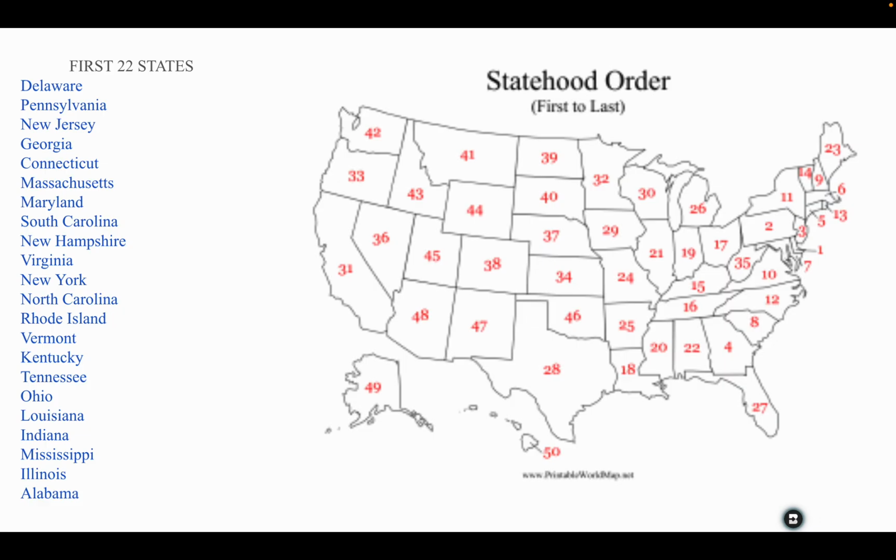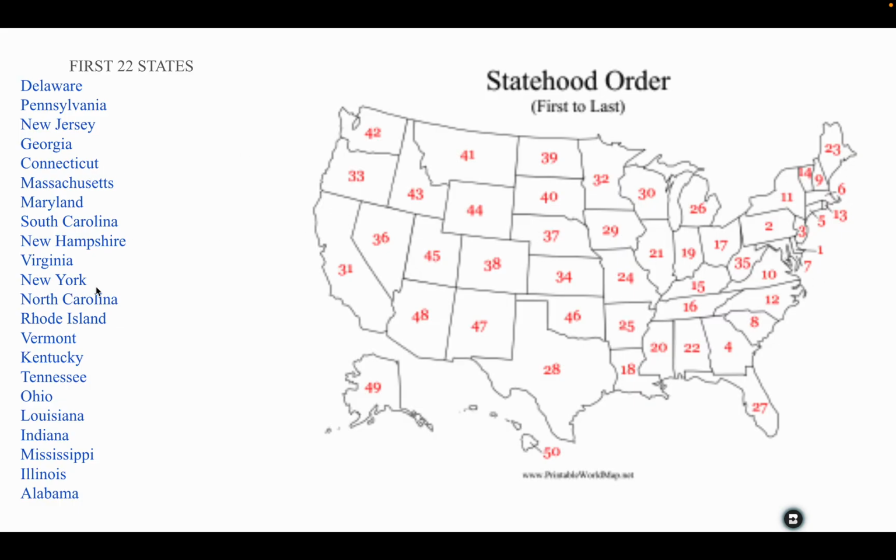So, you have a handout on this, and it's also on Google Classroom if you need another copy. You need to know the location of the first 22 states, and here they are. We're looking at the boundary lines today in 2025.